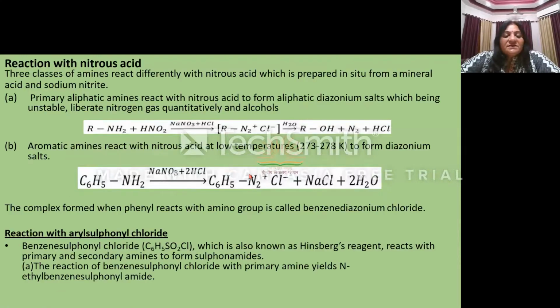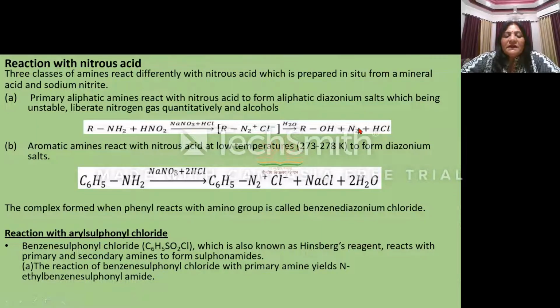Now the reaction with nitrous acid, HNO2, which is released from NaNO2 and HCl. Sodium nitrite plus HCl react and release the strong oxidizing agent HNO2. Primary amine reacts with HNO2, first giving alkyl diazonium chlorides, N2+ Cl-, diazonium chloride, which on hydrolysis gives alcohol with the liberation of nitrogen gas.